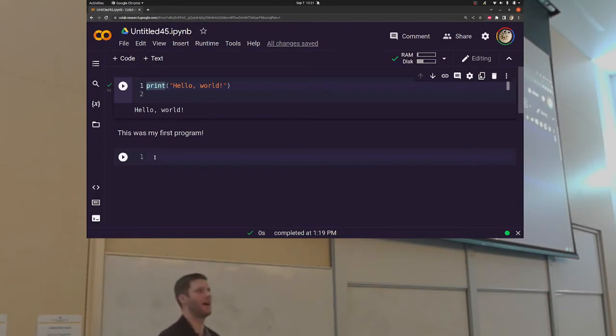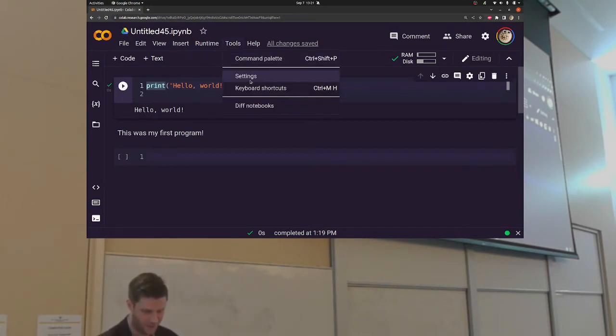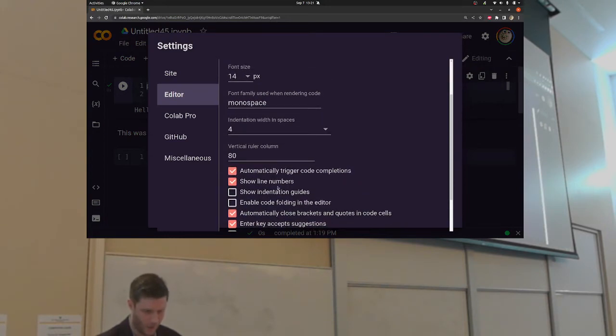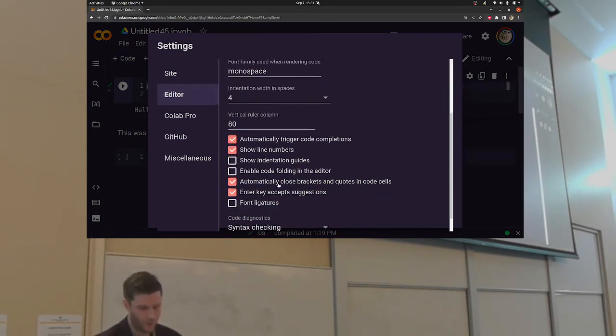Did everyone have line numbers by default? No? Well, there's a setting somewhere. I don't know where it's hiding now. Yeah, I got it. You got it? Okay, we're good. Editor? I feel like it should be here, right? Oh, show line numbers there. So I have that turned on.